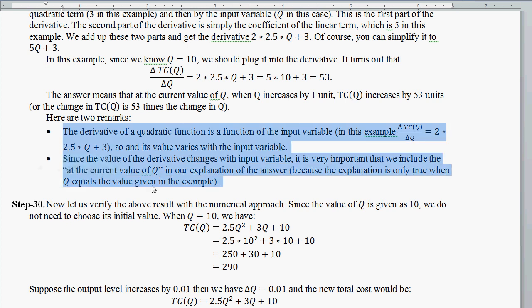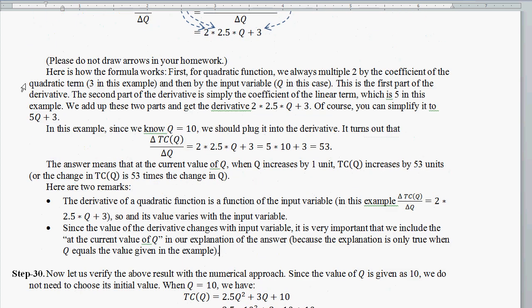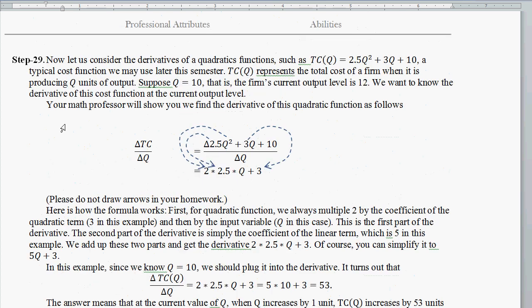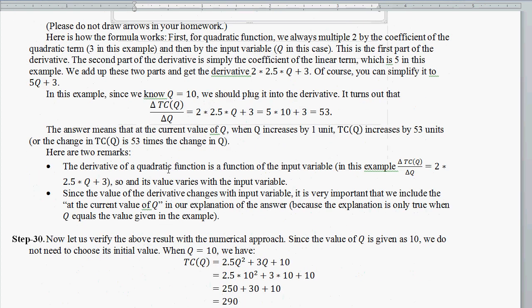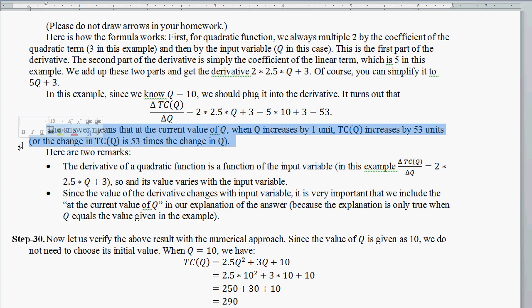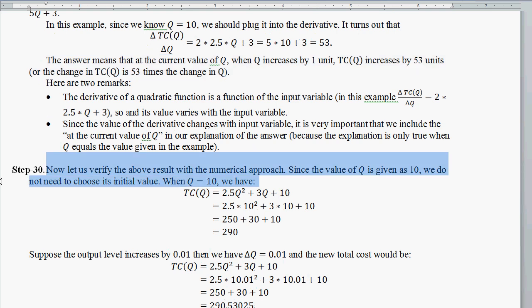Okay, so this is the derivative formula. Again, remember that according to our definition, the change of q should be small, but when we're explaining it, we're just saying that it increases by 1 unit because 1 is a simple number. Now let's try a different approach, the numerical approach, and see if we get a similar answer. Let's increase q by a small quantity and see how much TC increases, and then I calculate the ratio between them.